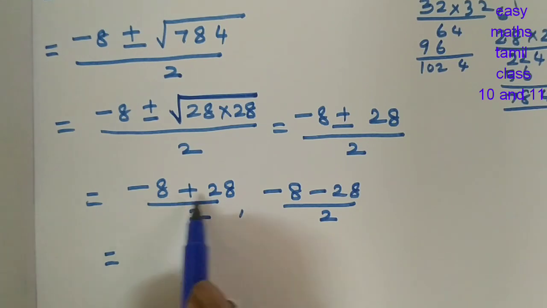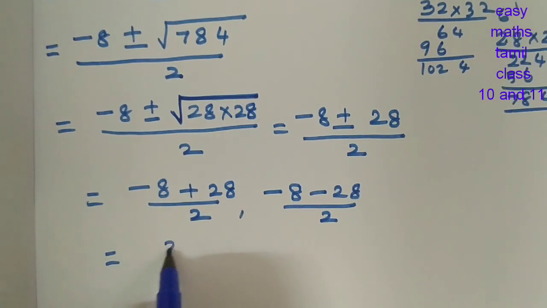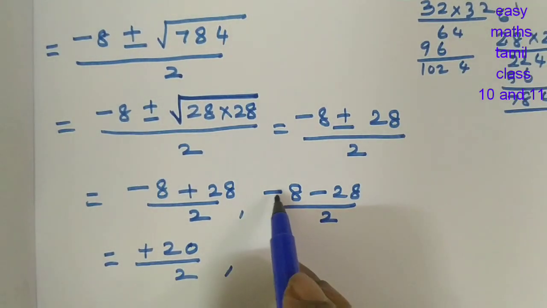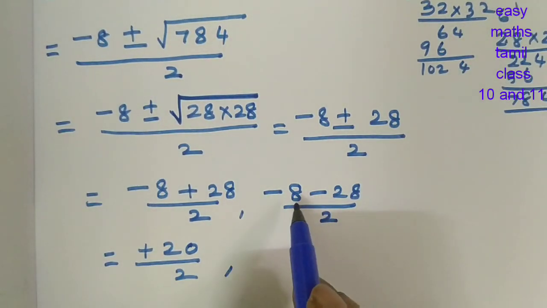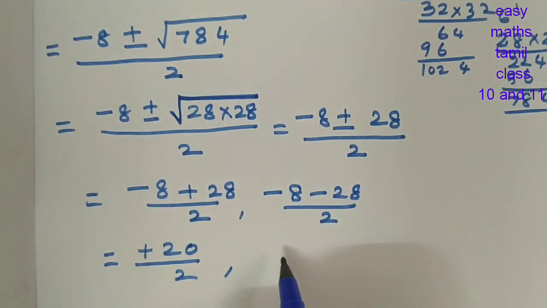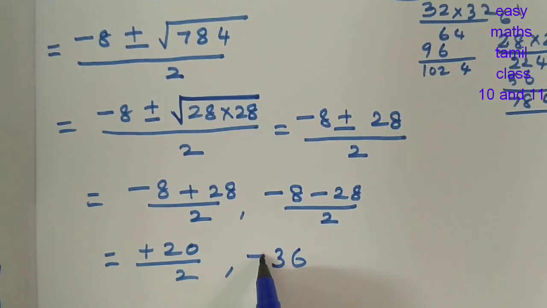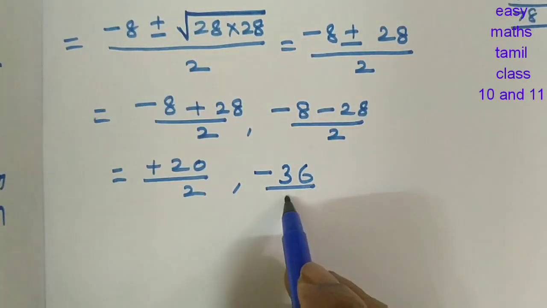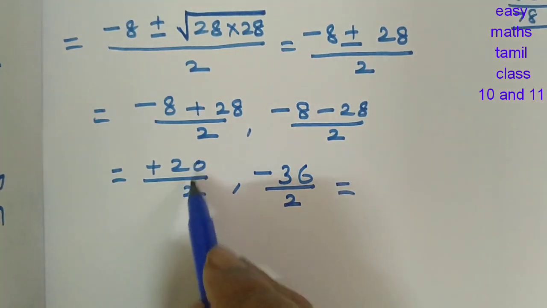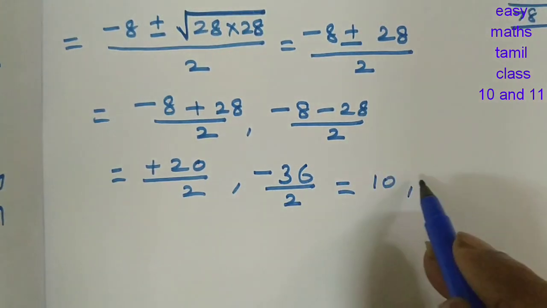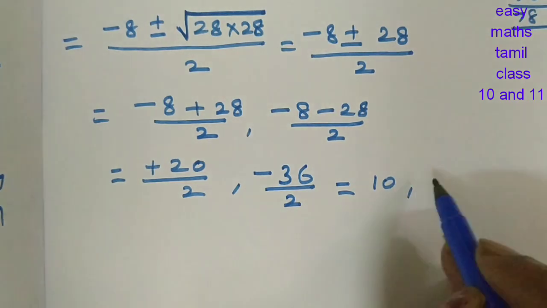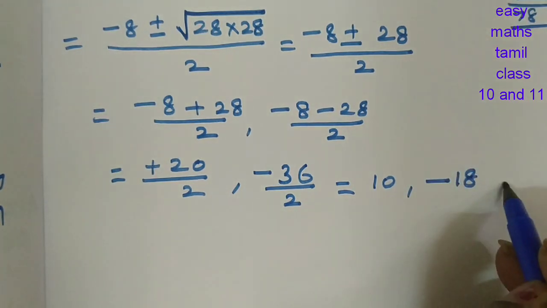Opposite sign, subtract 8 from 28, answer is 20, greater number sign, divided by 2. Minus minus, same sign, means add 8 and 28. So 36, write the same sign here, divided by 2. 20 by 2 is 10, 36 divided by 2 is minus 18.